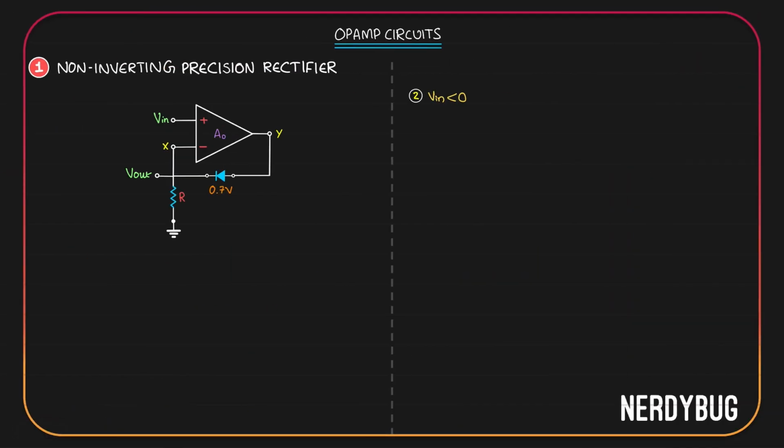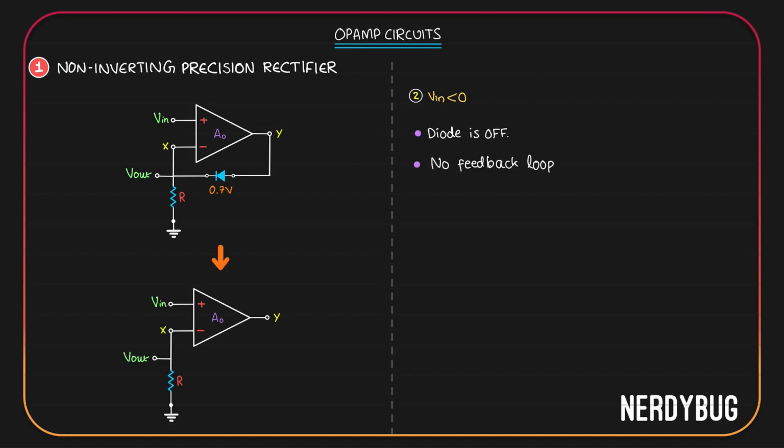Let us take the second case where V input is negative. Since input is negative, we are giving a negative input to the positive terminal. So the op-amp output will be negative. We get a negative potential on the P side of the diode, which means the diode is off, no matter what. The circuit will break over here and it will look like this. Clearly, there is no feedback.